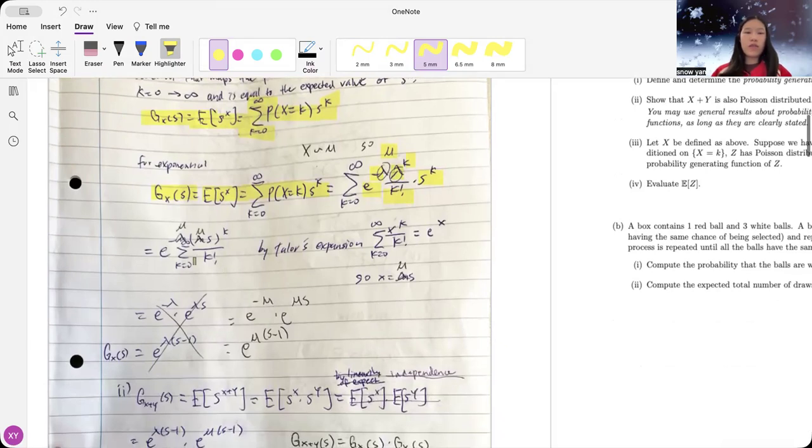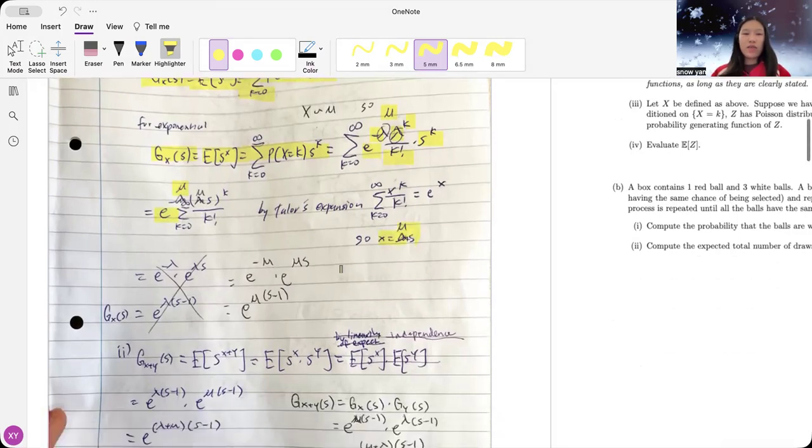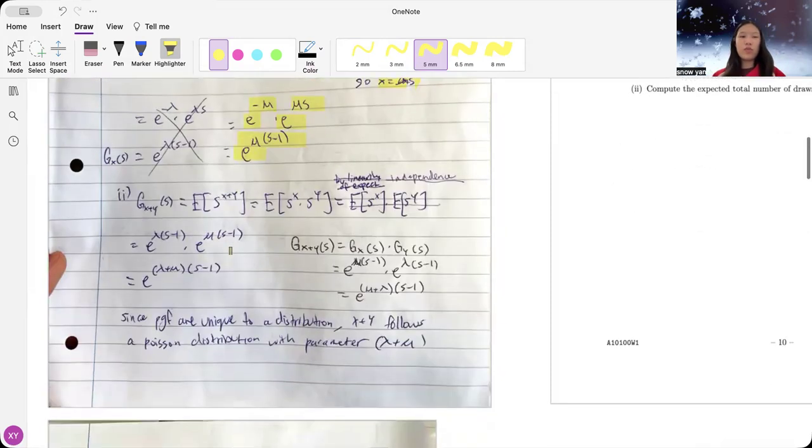Then we just do the sum. We first take out the constant factor e to the negative mu, then the sum of this. By Taylor's expansion, we know that our x is just mu s, so the sum of x to the k divided by k factorial is e to the x. So we get e to the negative mu times e to the mu s, which simplifies to e to the mu times (s minus 1). The mistake I made was forgetting that lambda was a generic variable; here it should have been mu.